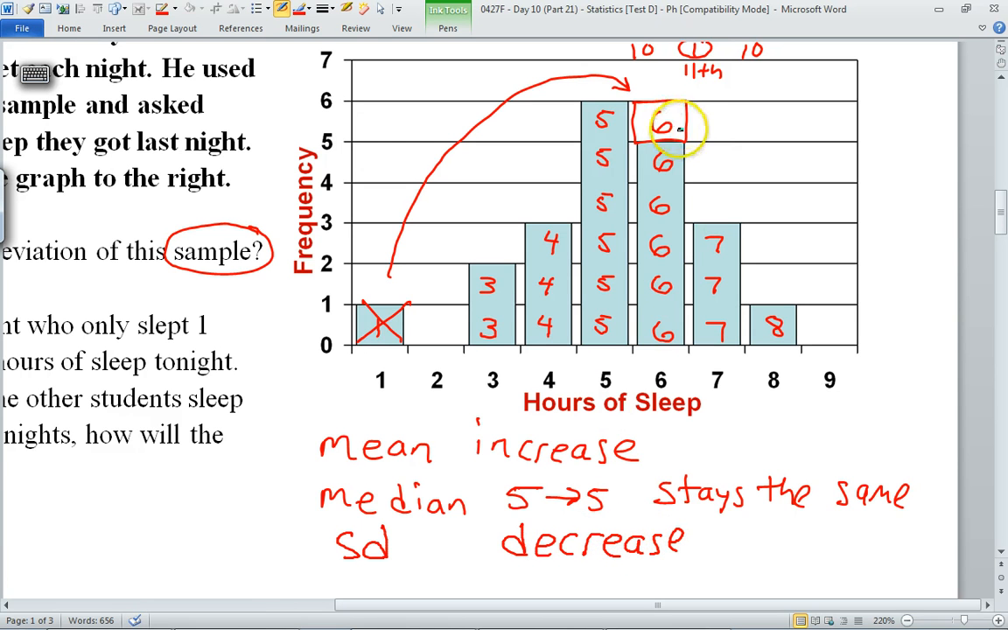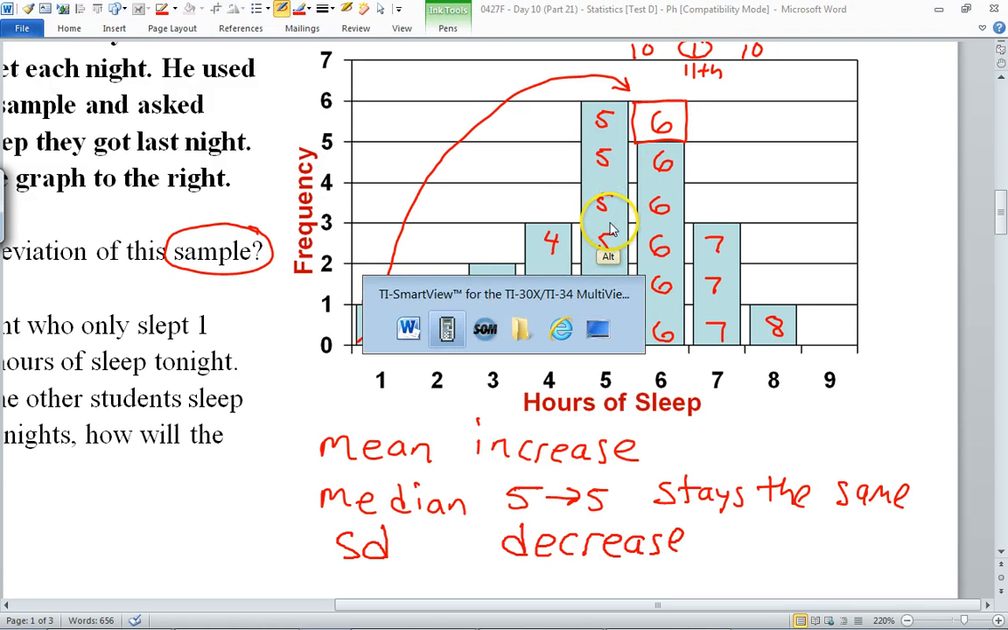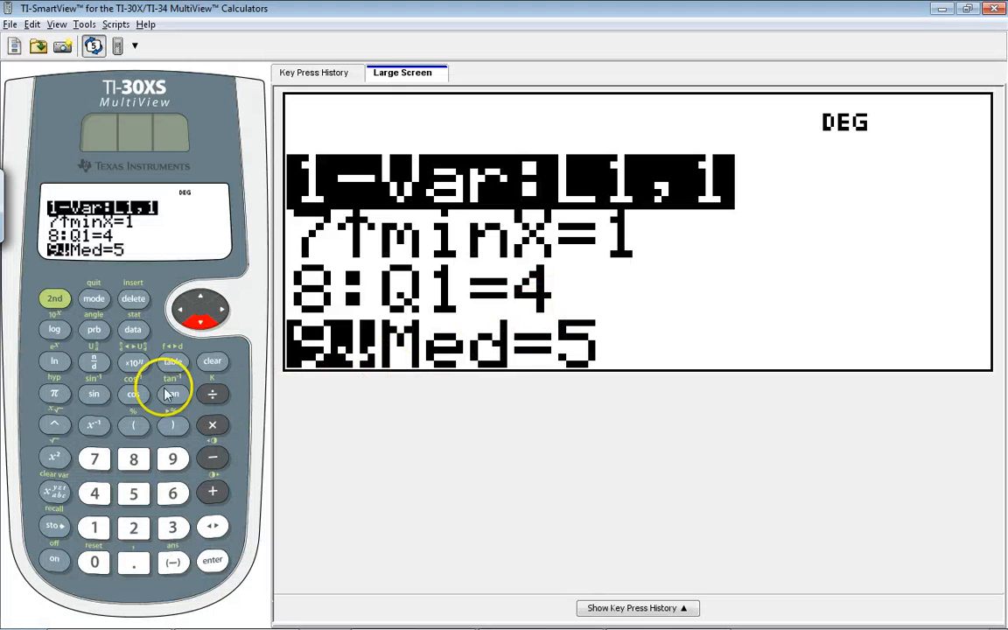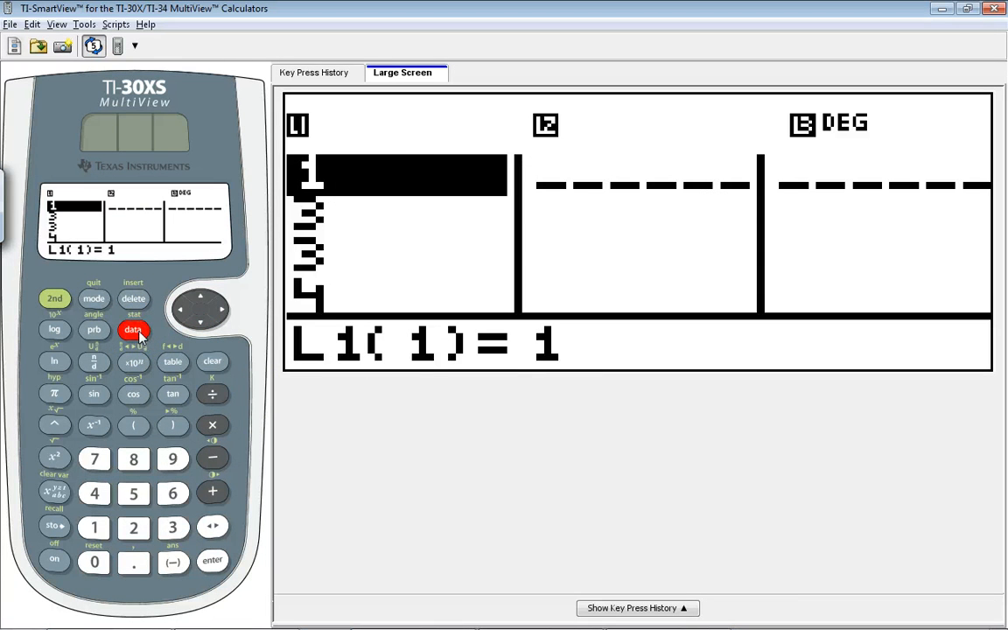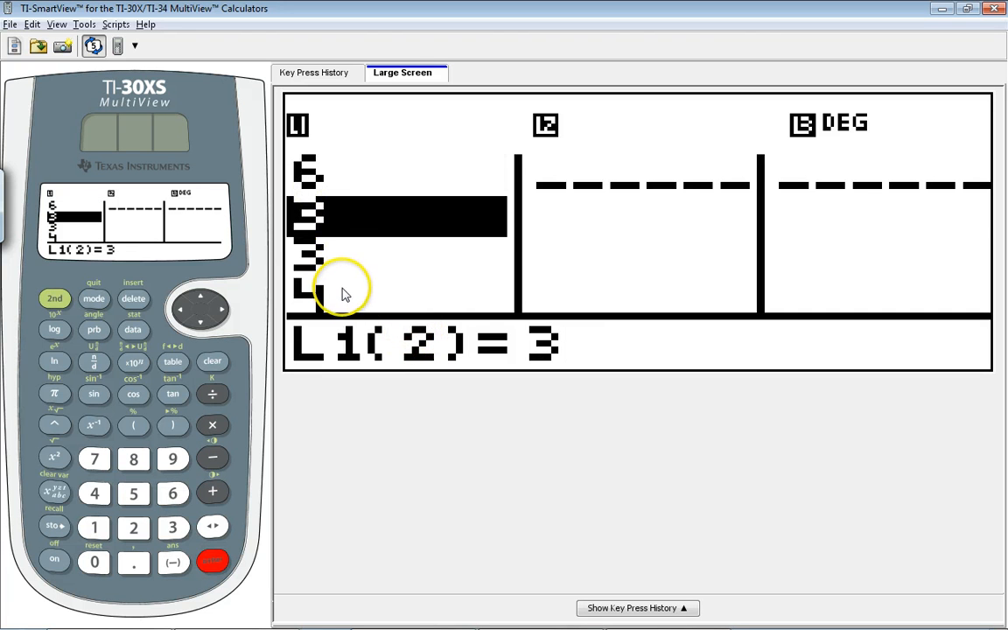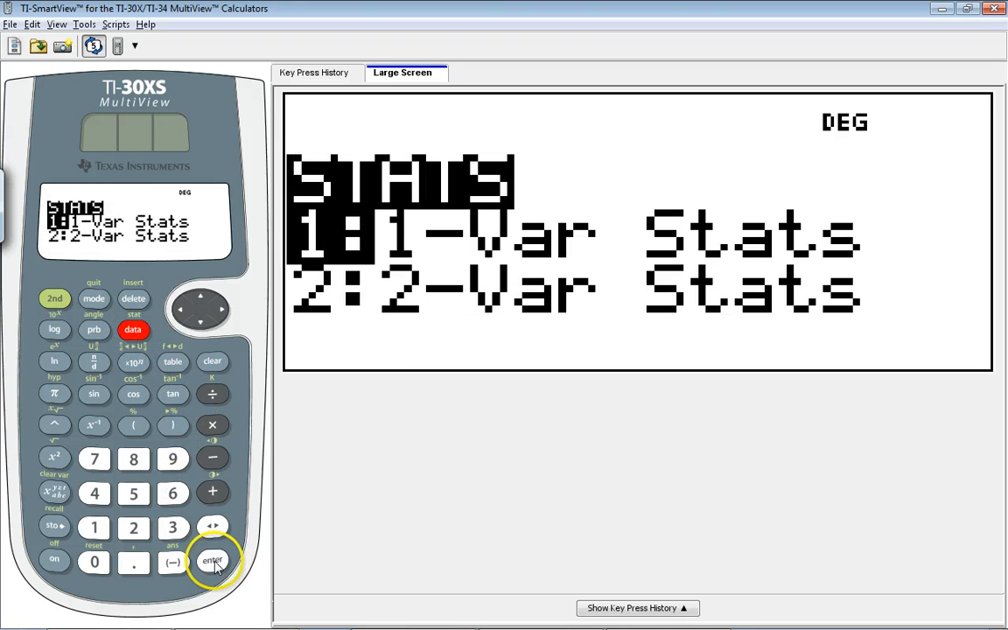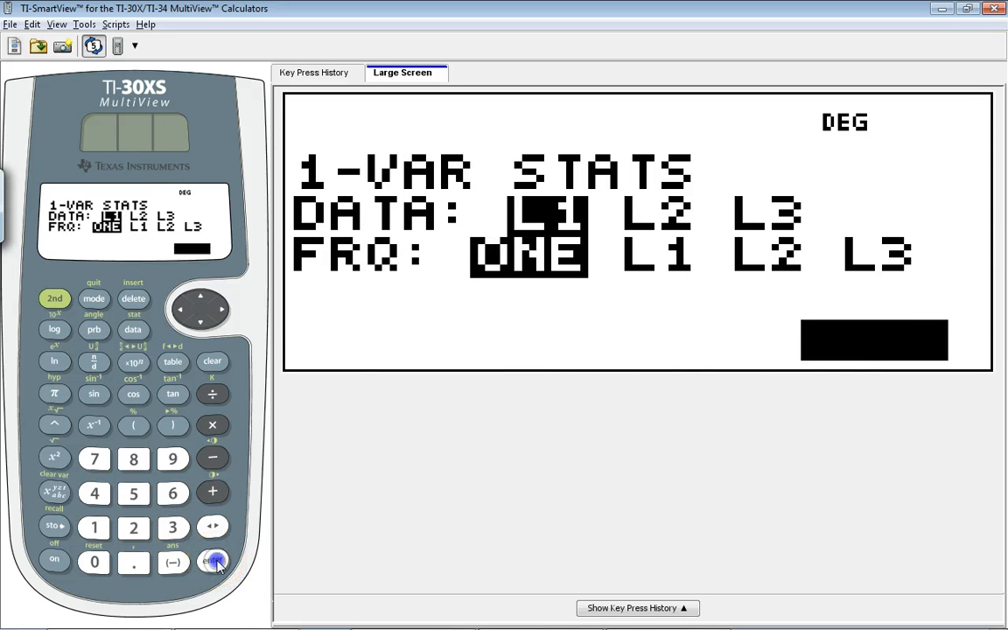Just for fun, you might go back and change the value to a 6, change the 1 to a 6 and see what happens. You want to do that? Yeah, let's do that just for fun. If I come to the table, change this 1 to a 6. There, I just changed the 1 to a 6. Now I could do my one variable statistics again really quickly.